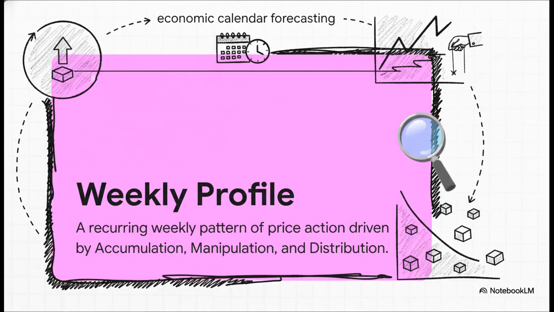And the key is this idea of the weekly profile. You can think of it like the market's favorite plays in its playbook. These are recurring patterns, and they're all driven by three simple phases. Accumulation, which is when the big players are quietly setting up. Manipulation, that's the fake-out move designed to trap everyone. And then distribution, which is the real explosive trend. If you know this, it's like knowing the plot twist before you even start the movie.